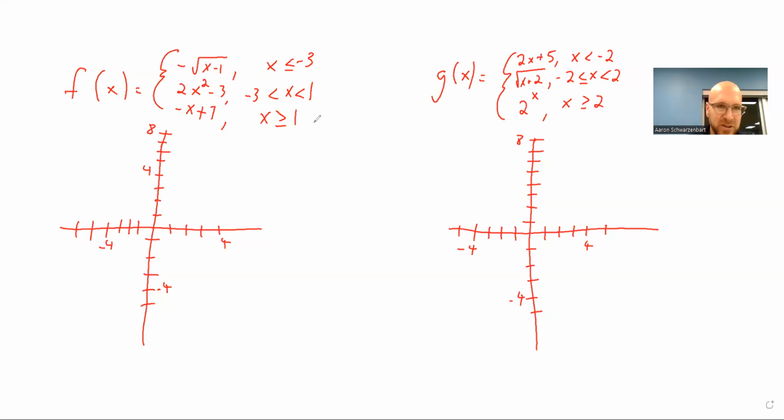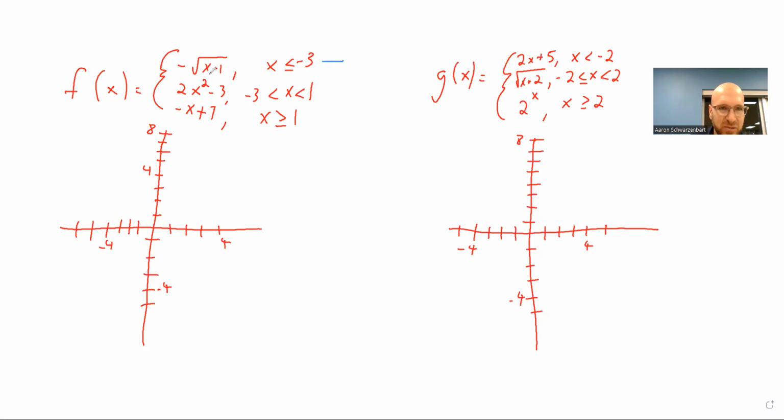Okay, so we are going to talk today about graphing piecewise functions. And so we have two functions here, f of x and g of x. We're going to do them one at a time. I'm going to look at piecewise functions here, f of x, and I'm just going to graph them one piece at a time. I'll mark them with different colors, and then I'll erase.